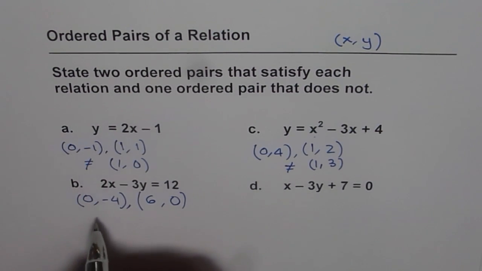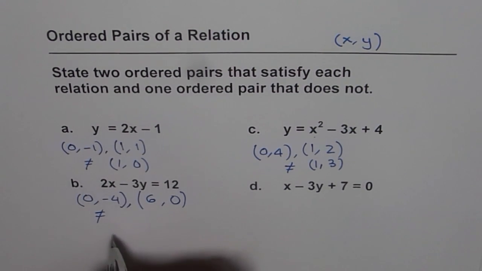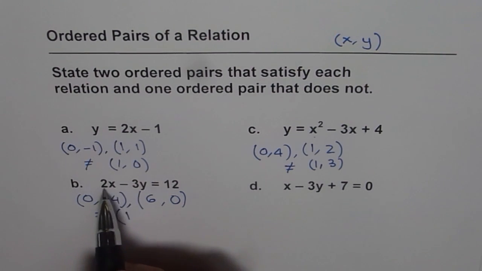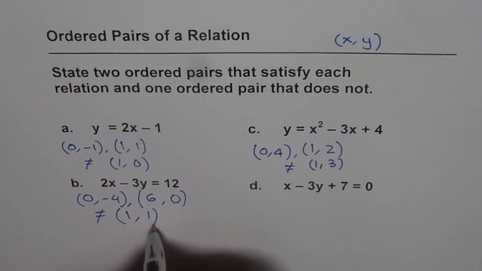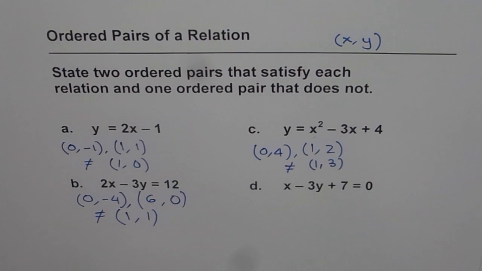Well, to find a value which does not satisfy, we can take some value of x, let's say 1, and if I write y also 1, I get 2 minus 3 as minus 1 but not 12, right? So I can write (1, 1), which will not satisfy this particular relation.